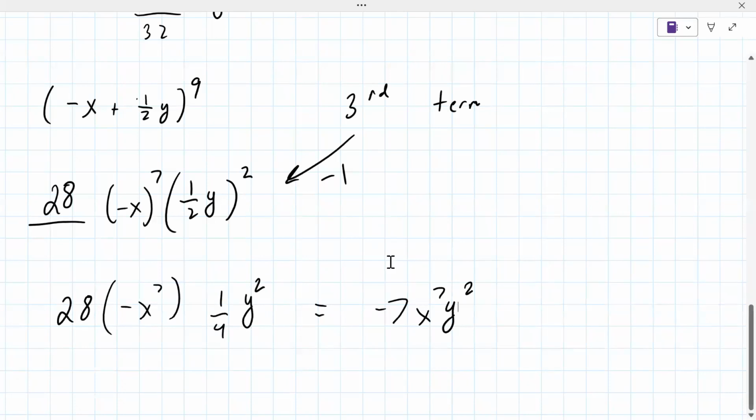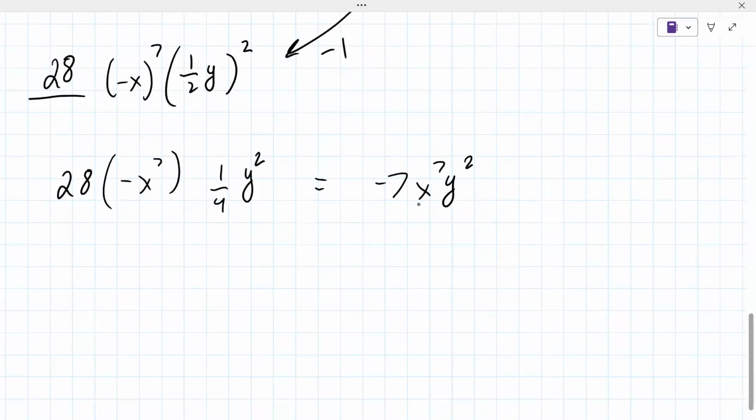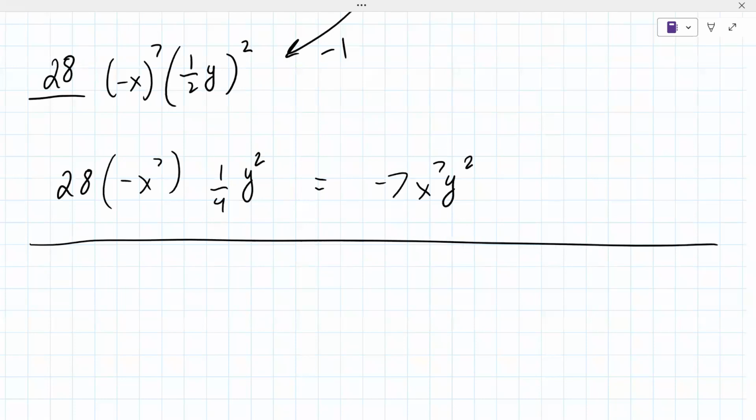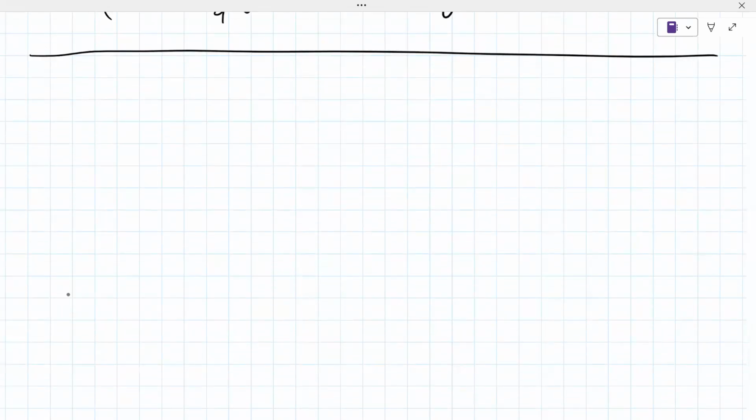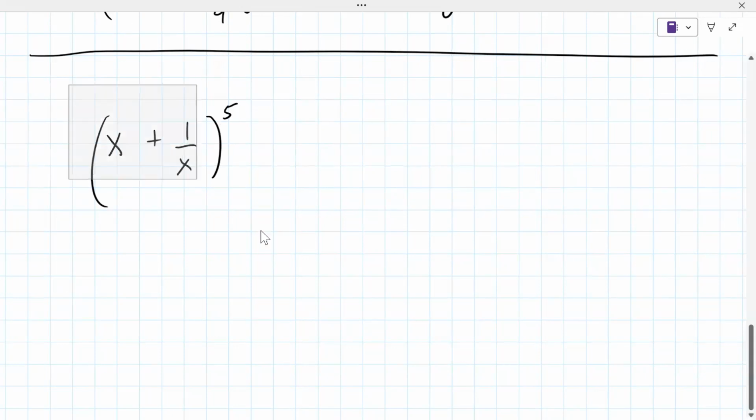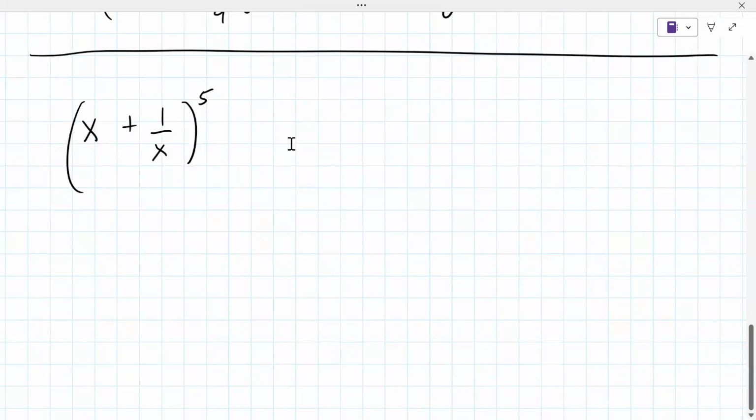All right, so we're gonna reset here and try some that are slightly easier. Another way that they might actually present this. Let's say they ask you to do something like x plus 1 over x to the power of 5. Okay. So this is kind of going backwards to what we were starting with. So it would be x to the power of 5. Now this 1 over x is really x to the negative 1.